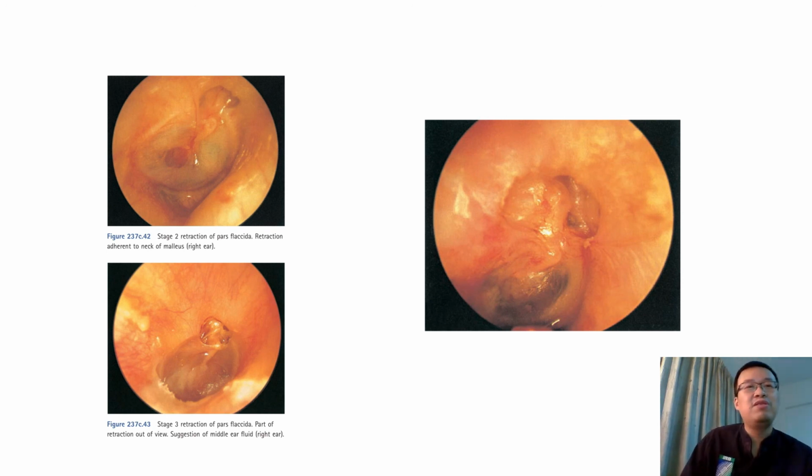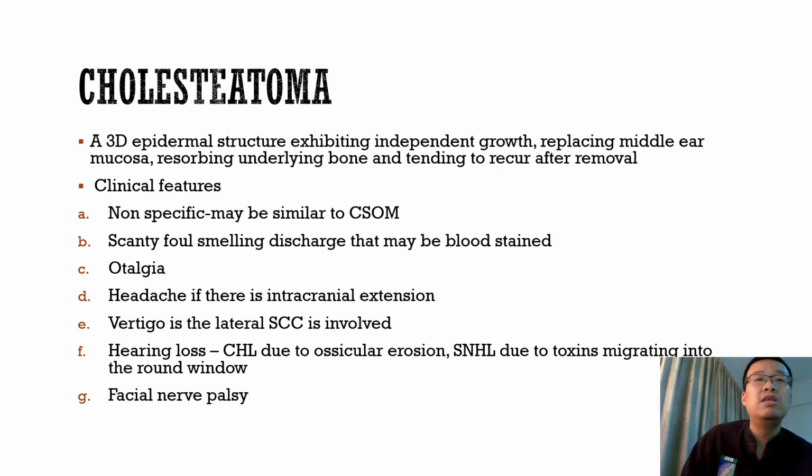Stage 3, you can actually see the fundus, and there is actually erosion of the attic area and the scutum, but you can see the end of the fundus there. And in stage 4, you cannot see the end of the fundus. There's keratin debris stuck to it. So let's move on. Next thing is if there is active squamous chronic otitis media or cholesteatoma.